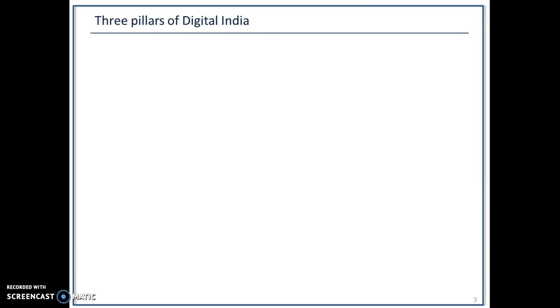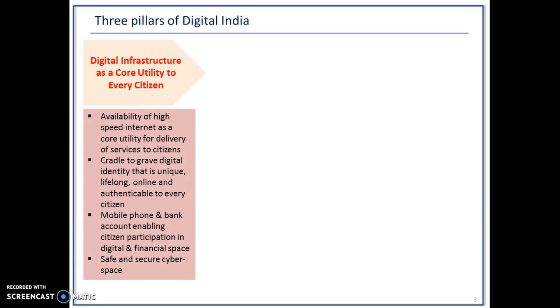So what are the three pillars of the Digital India scheme? The first pillar is digital infrastructure as a core utility to every citizen. What it basically means is that digital infrastructure, having a high-speed internet connection, having government schemes which are online, is a basic right or a basic utility for every citizen of India.